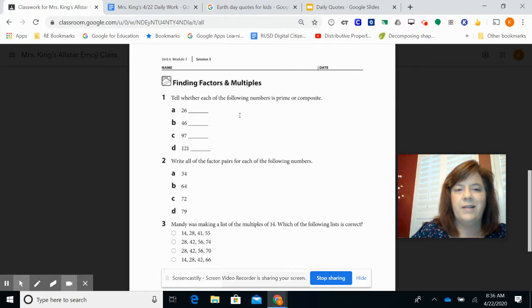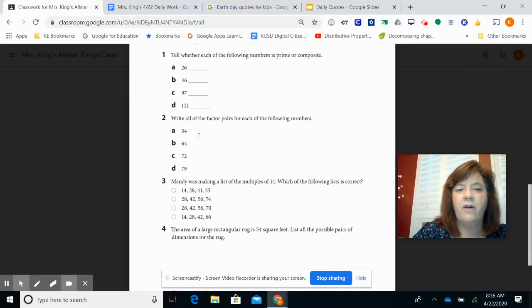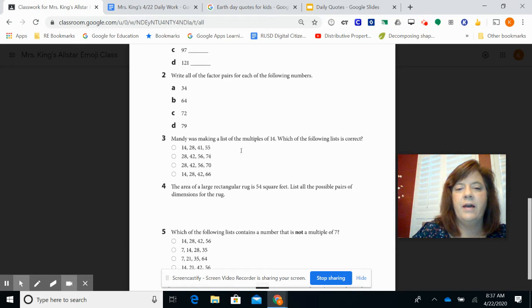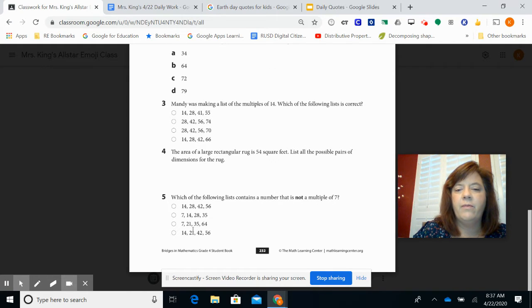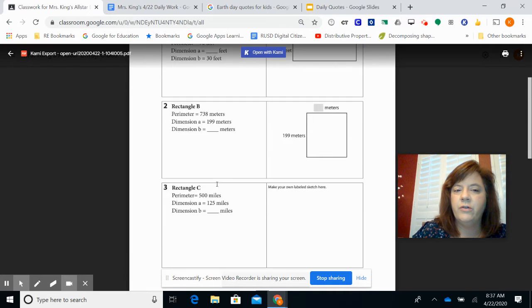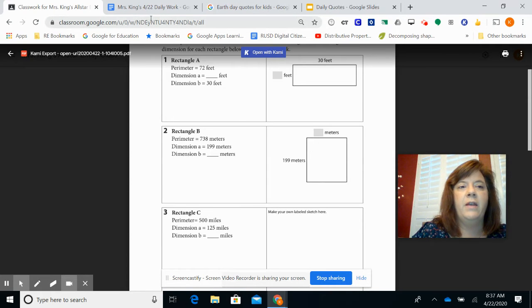Then if you scroll down, there's the second page. This is just a review, finding factors and multiples, and whether these numbers are prime or composite. Write all the factor pairs for each of the following numbers. A factor pair is the 2 numbers that, when you multiply them together, equal the number, okay? This is just a multiple choice. Mandy was making a list of multiples of 14, which following list is correct. And then there's an area problem and another multiple choice. So it seems like a lot with 2 pages, but this is all review that we've been working on.